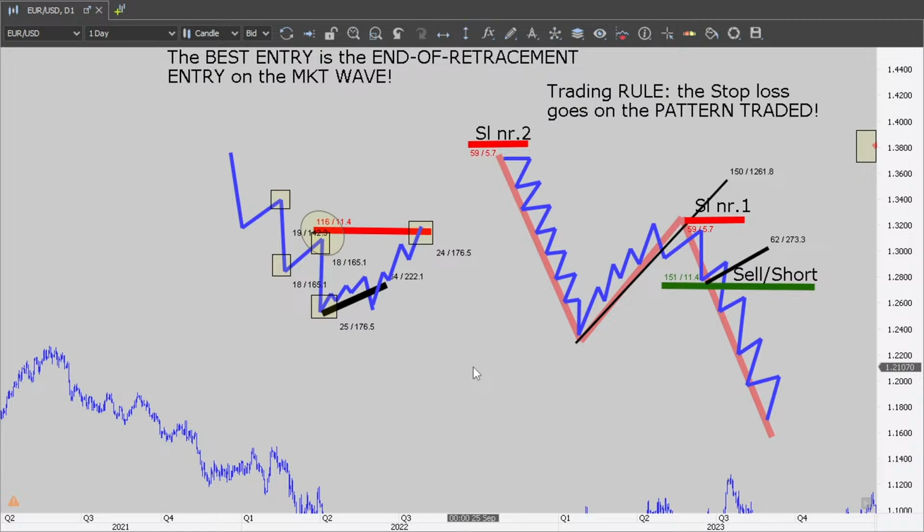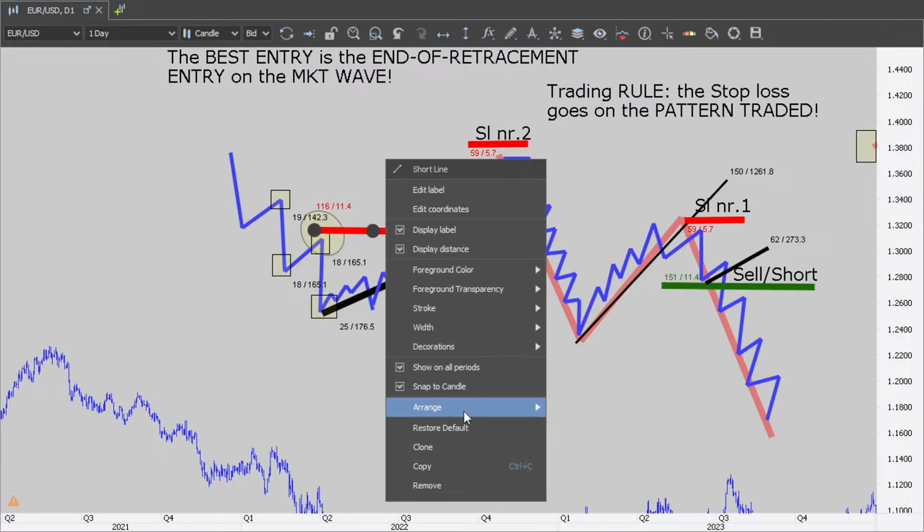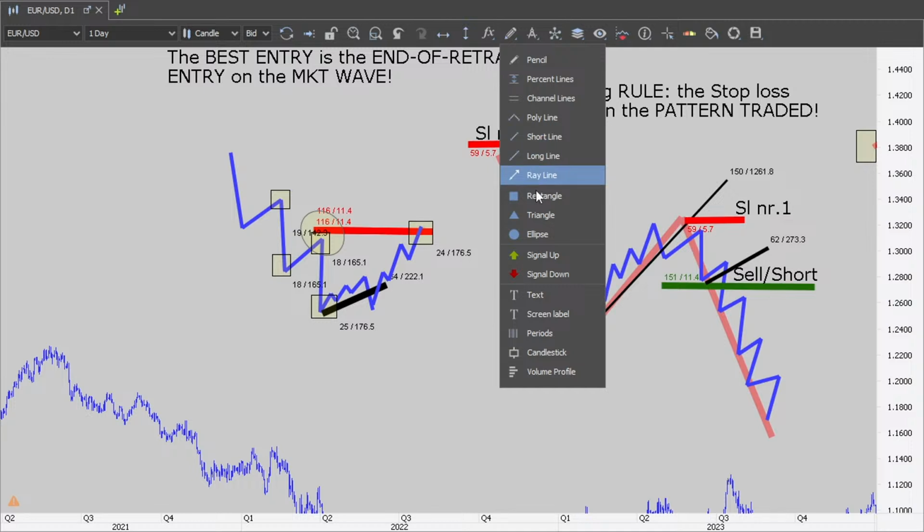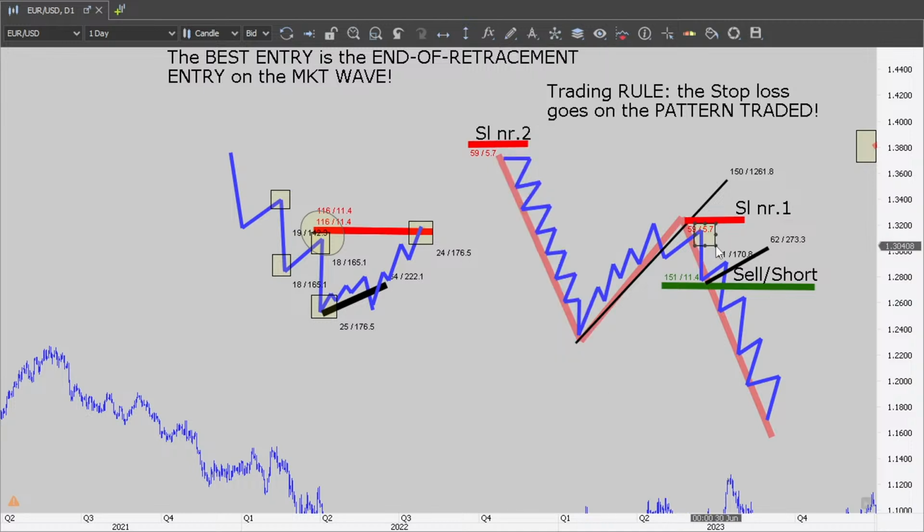All right, very good. But if I choose that I'm going to short the market, sell, so the stop loss on the picture should be... Oh, it's already here. This is the stop loss number 1. So this is the relevant high on the downtrend.